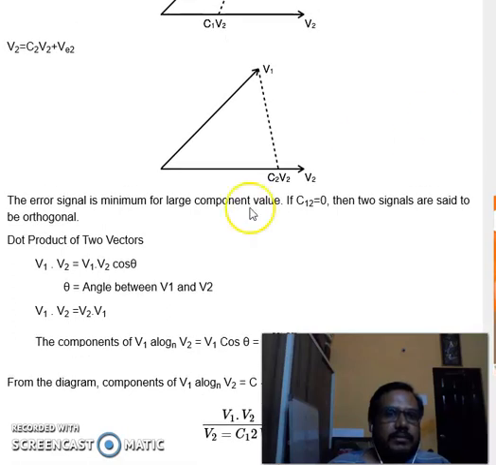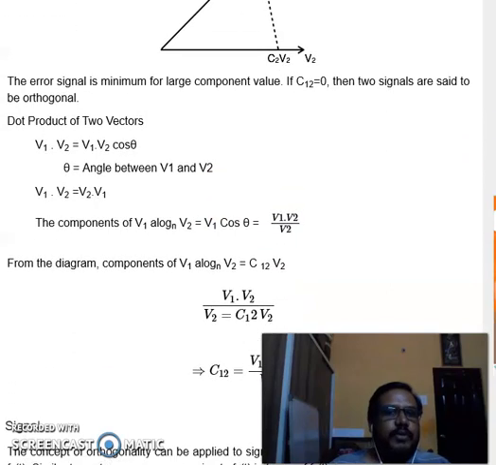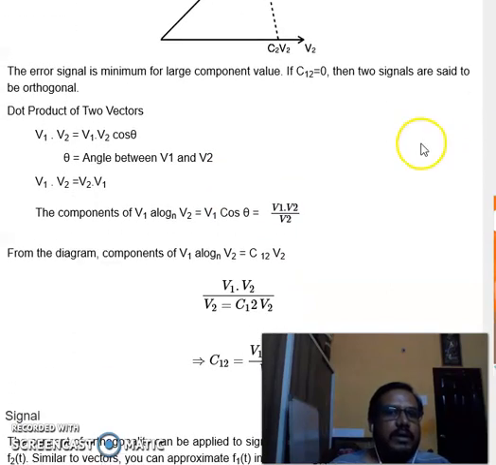Now the dot product v1 dot v2 is equal to v1 v2 cos theta, or v1 dot v2 is equal to v2 dot v1. The dot product is commutative. Now the component of v1 along v2 is equal to what? v1 cos theta. v1 cos theta is what?